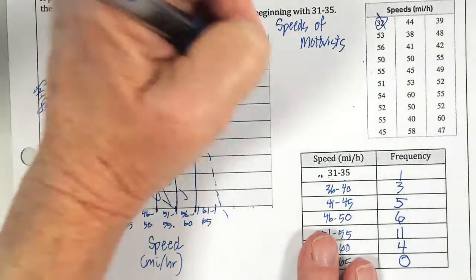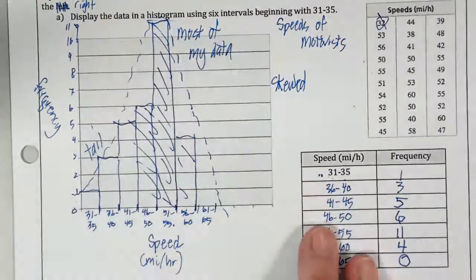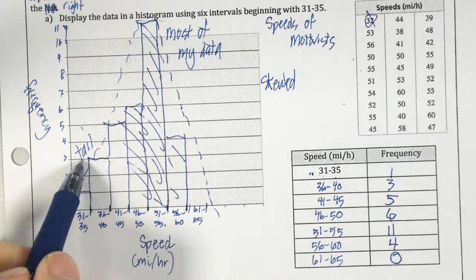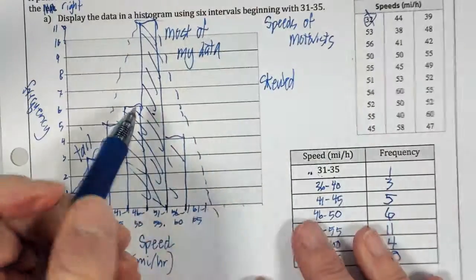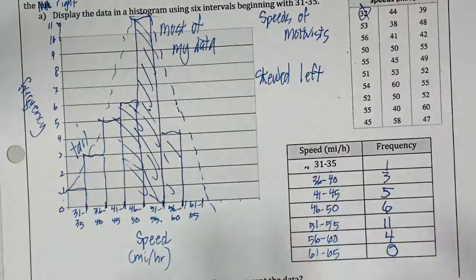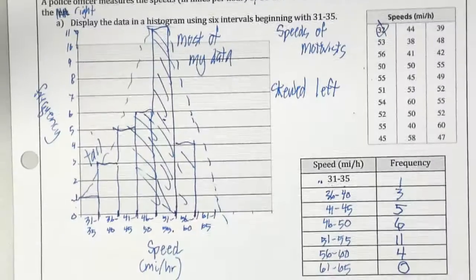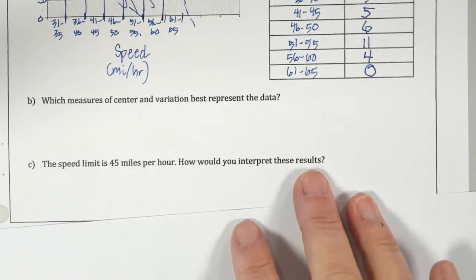So this is a skewed distribution. I know that it is. So now, skewed what? Well, if I have a tail over here, and most of my data is on the right-hand side, then it is skewed left. All right, so these are just observations that I made based on this histogram. I haven't even answered questions yet. So let's go ahead and answer the questions.